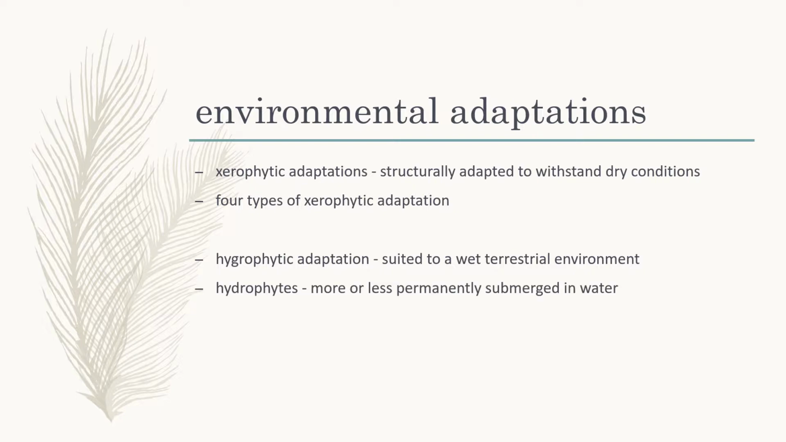Another type of adaptation is hygrophytic adaptation, which is suited to a wet terrestrial environment, in which there are 2 types. Hydrophytes are plants that are more or less permanently submerged in water, while hygrophytes are moisture-loving plants that require frequent soaking, such as ferns.